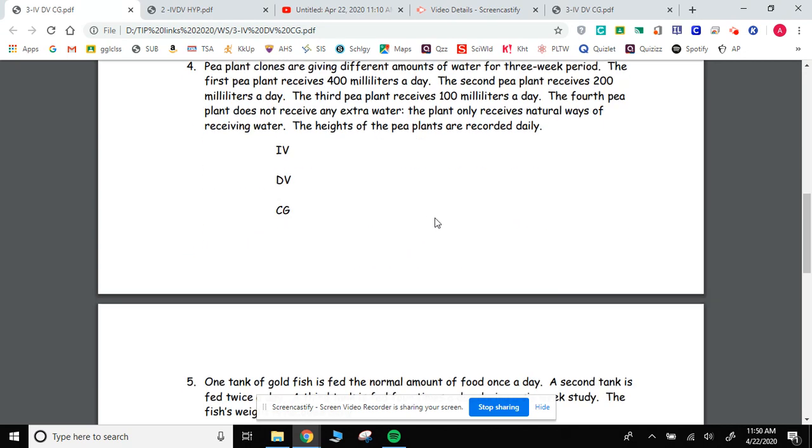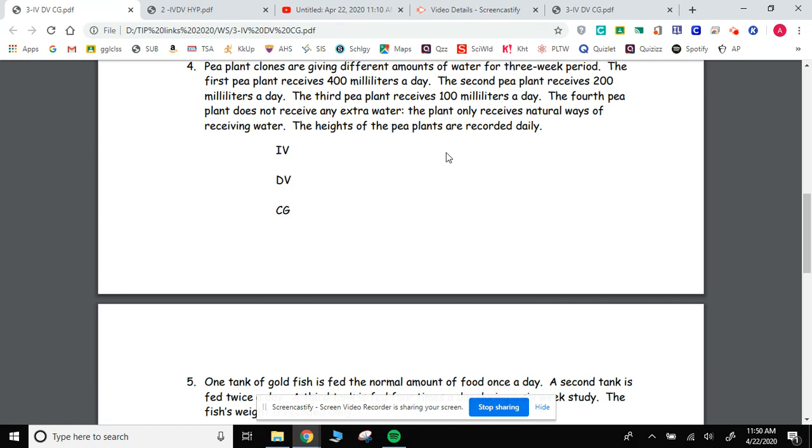Number 4, the pea plant is given different amounts of water, and the fourth pea plant does not receive any extra water. It's just naturally receiving water. The independent variable is the amount of water. The dependent variable is the height of the pea plant.